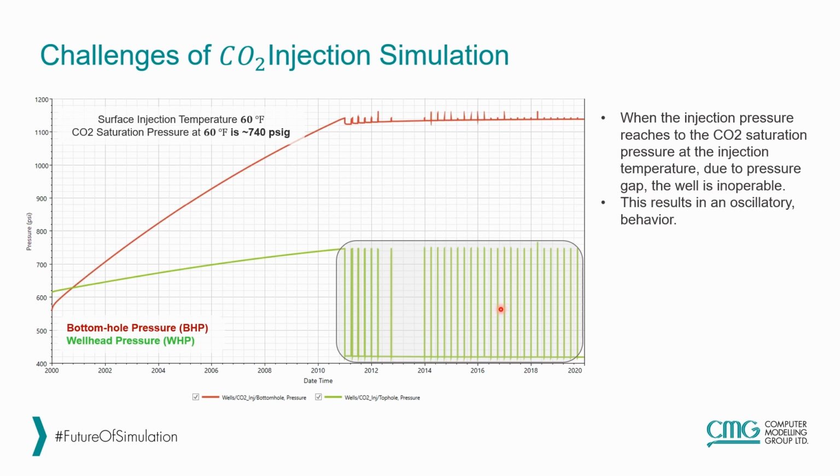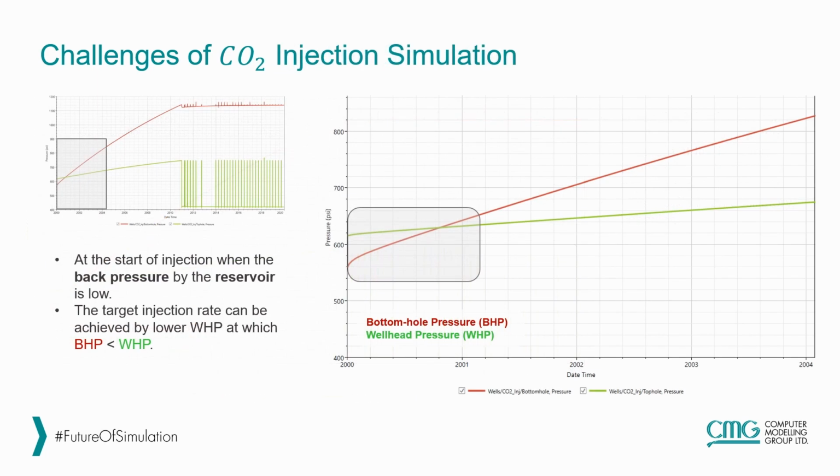Another interesting observation here is happening at the beginning of this plot. At the very first year of injection, we see that the bottom hole pressure is actually less than the wellhead pressure. And this is not what we normally expect from the injectors. Normally we see that the bottom hole pressure is more than the wellhead pressure.